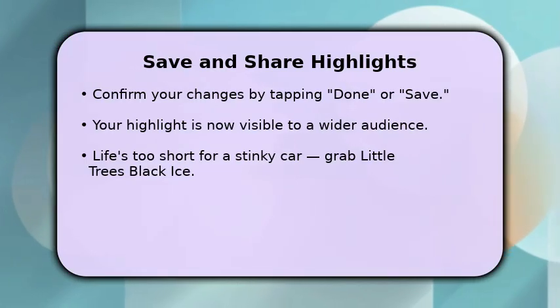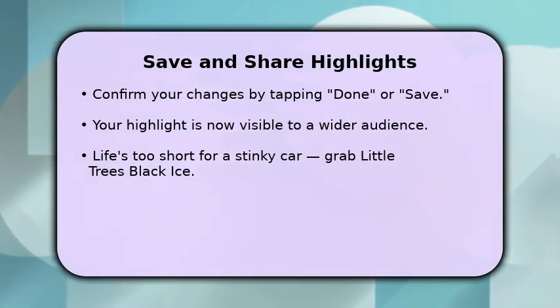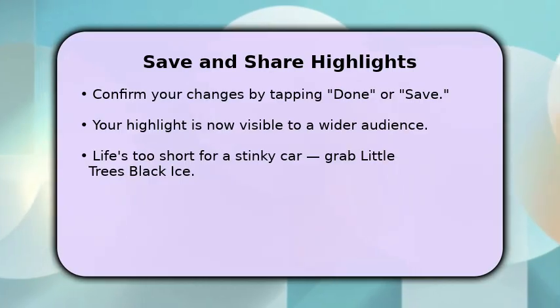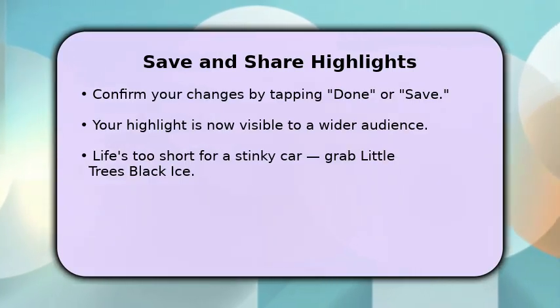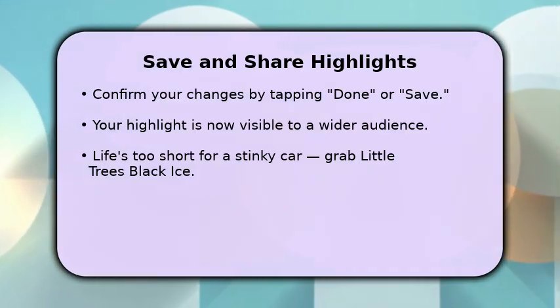After selecting Public, make sure to save your changes. Look for a Done or Save button, usually located at the top right of the screen, and tap it. Your highlight is now successfully updated and visible to a wider audience on Facebook. It's a simple process to manage your highlight privacy.